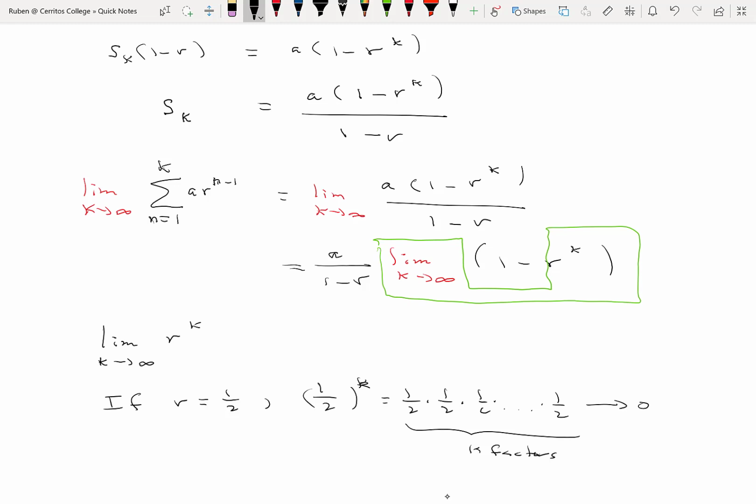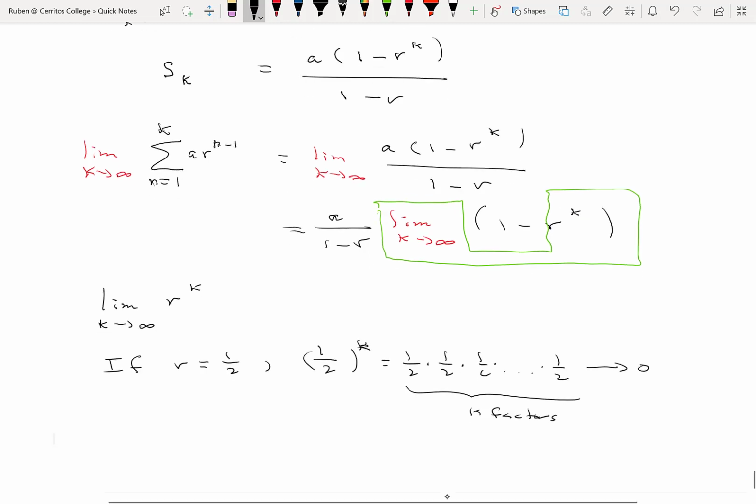2/3 is about 67%. If you take 67% of something, you get something smaller than you had. If you take 67% of that, that becomes smaller, etc. It seems like then, if r is any fraction less than 1, that r to the k should approach 0.